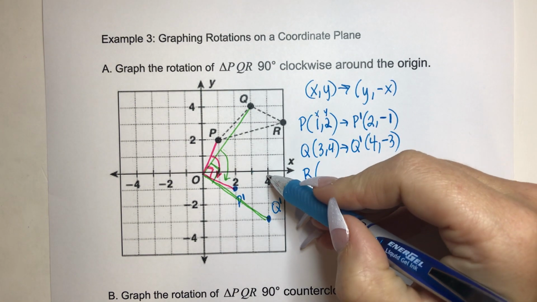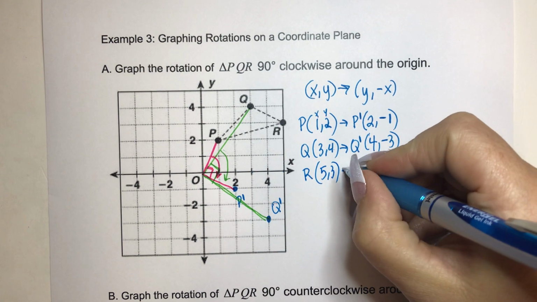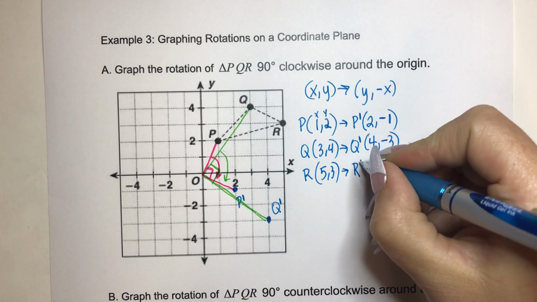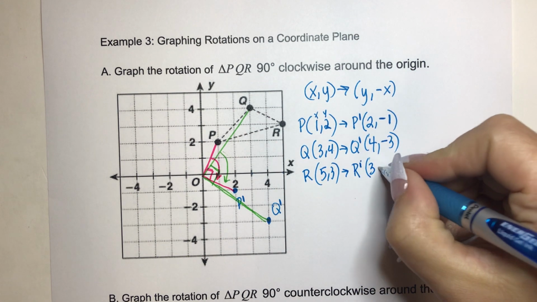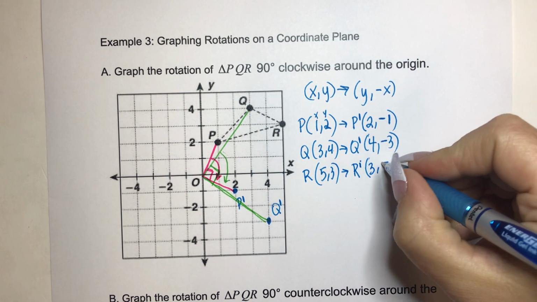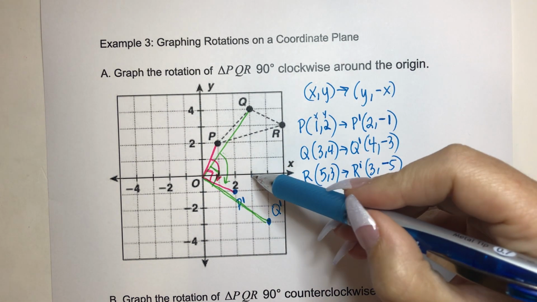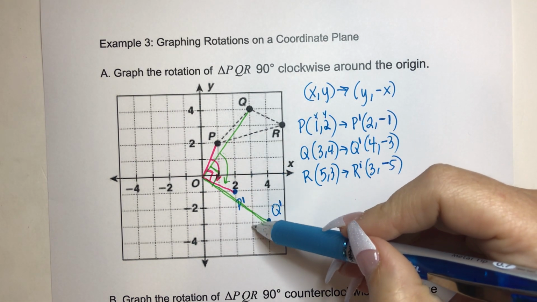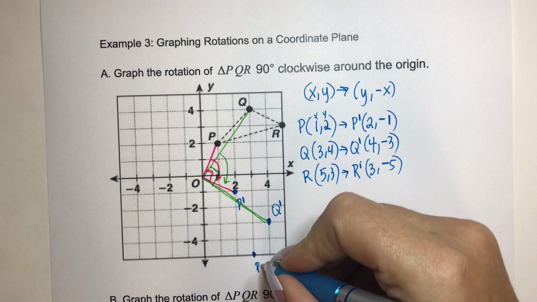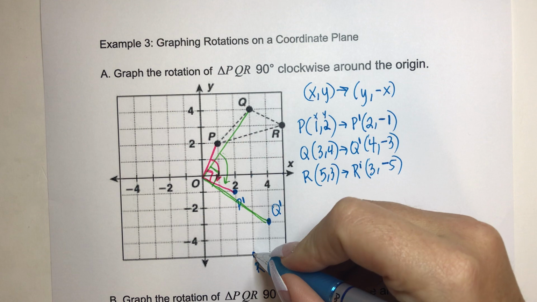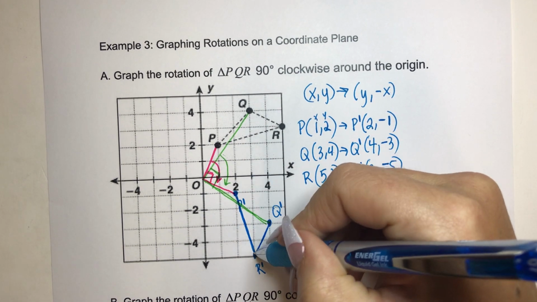All right, the last one, let's look at R. And R is (5, 3). And it's going to rotate to R prime. So what happens? The y is first, so 3. And then the x becomes negative, so it becomes negative 5. And then we just graph that. So 1, 2, 3, negative 5, 1, 2, 3, 4, 5 would be right here. And this is R prime.